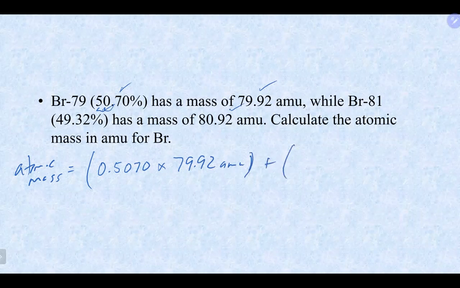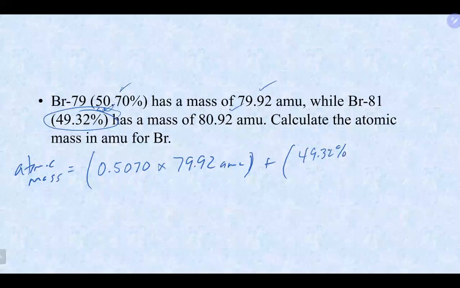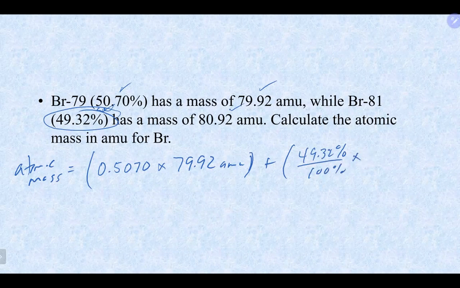plus our percentage of our second isotope, where we can, again, move the decimal, or if you want, divide it by 100. Both work. It does the same thing. And we could times it by 80.92. And we will end up with 0.5070 based on these numbers here.